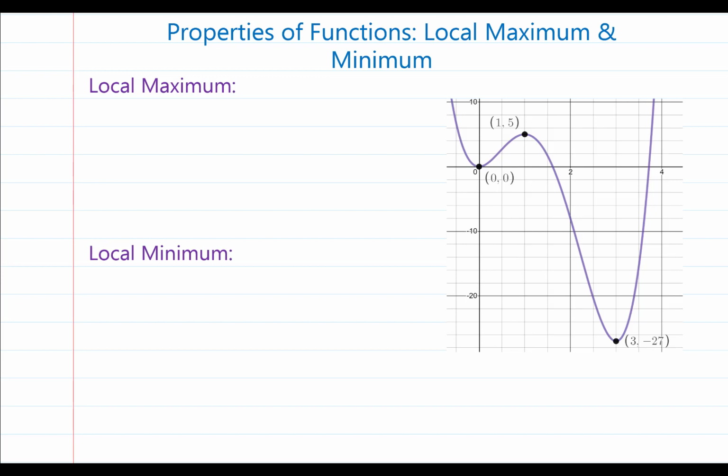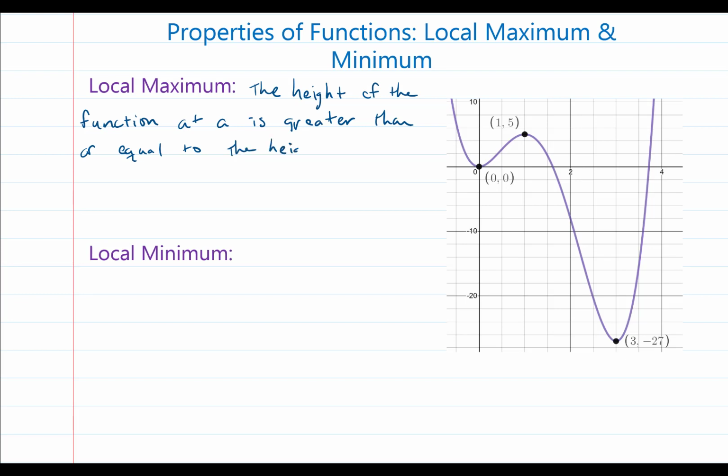The definition of a local maximum is the height of the function at a value a is greater than or equal to the height anywhere else on the interval.